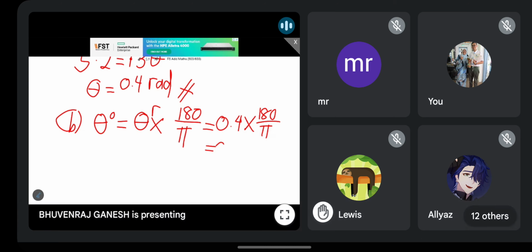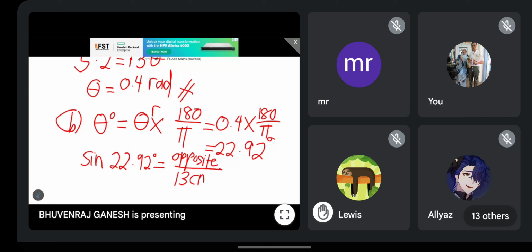So, 180 bahagi pi kali 0.4. So, you should get, actually jawapan dia masih sama lah. 22.92 darjah. Okay, sometimes untuk case-case tertentu, jawapan dia akan lari sikit. Okay, it will change a bit. Alright? So, now, kamu boleh kira lah sekarang. Tadi semua cakap so kan. So sin 22.92 equal to opposite bertentangan hypotenuse kita 13 cm.